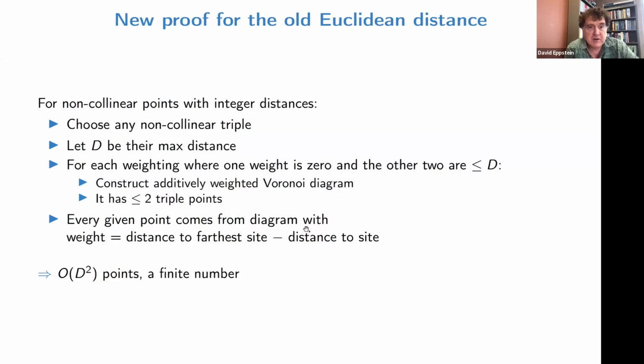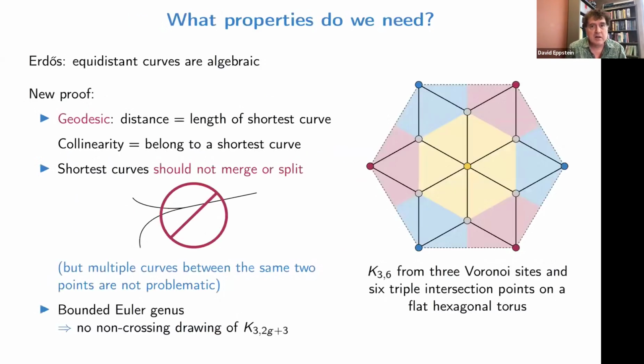And that'll give you a system of 3 weights where the weight to the farthest site is 0 and the other 2 are less than or equal to d. So it will be one of these Voronoi diagrams you've looked at. O of d squared Voronoi diagrams, O of 1 points per Voronoi diagram, O of d squared points in your given system of points. So that's a different proof of the Erdős–Anning theorem. It maybe can be generalized more.